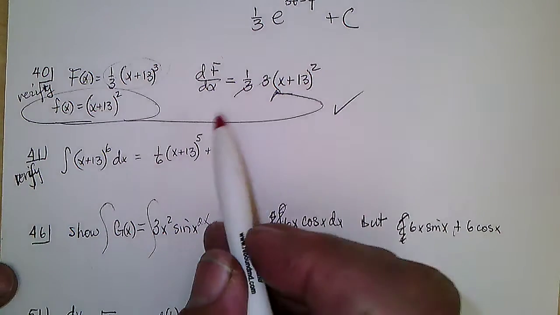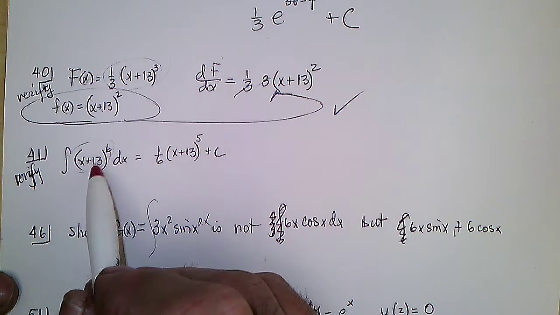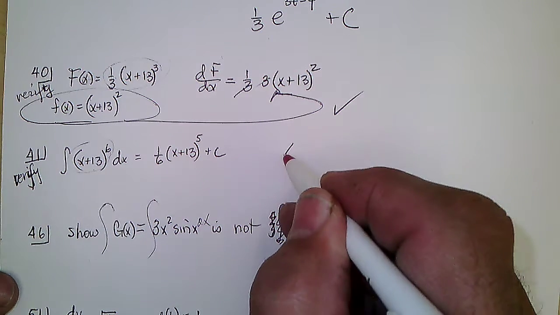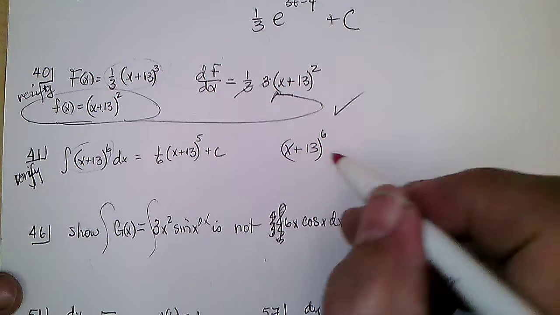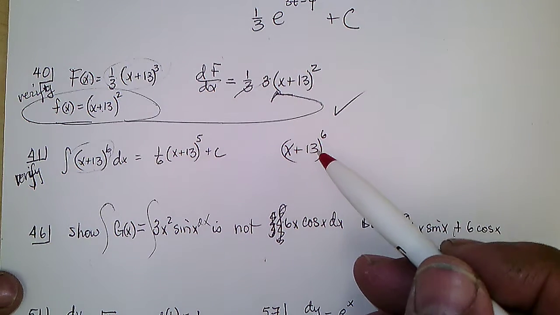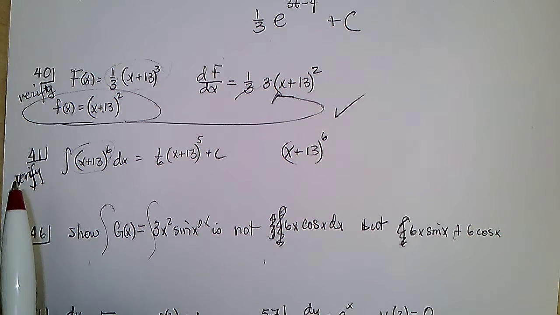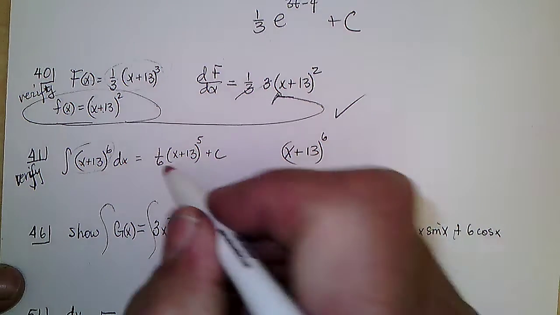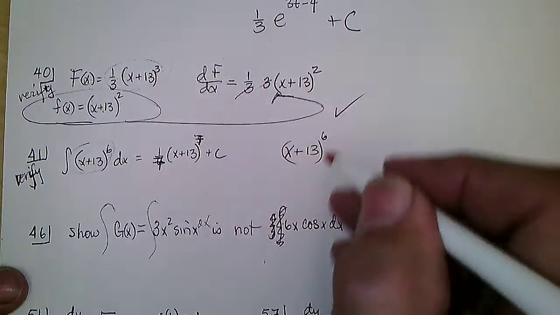I'm supposed to verify here. So I take this, and I take its derivative. Excuse me. I think I got something wrong here. 41 is 1/7. Copied the wrong problem. Yeah, because it wasn't working. This one.